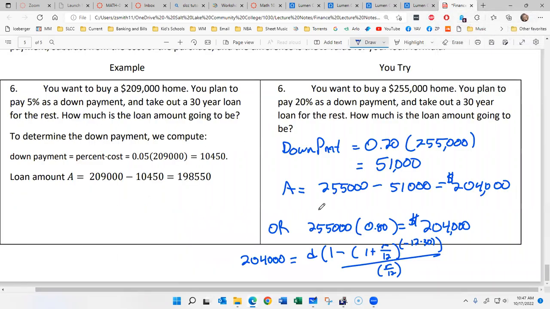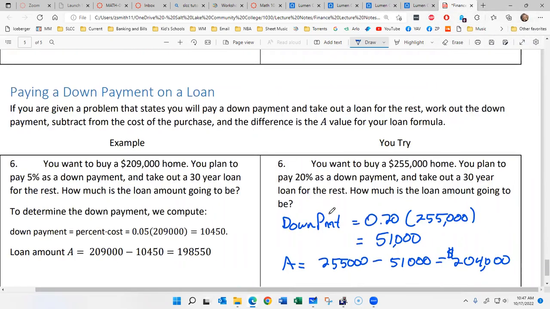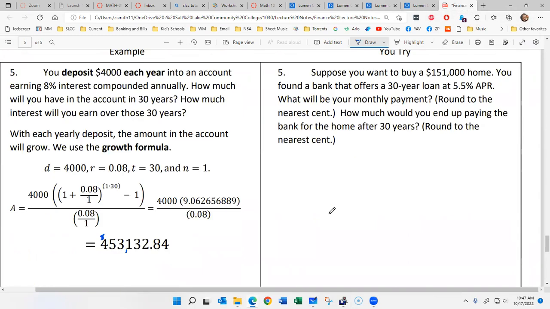We want to buy a $151,000 home. Found a bank that offers a 30-year loan at 5.5% interest. What will be your monthly payment? And how much would you end up paying the bank for the home after 30 years? You don't just pay them the $151,000. No. All right.